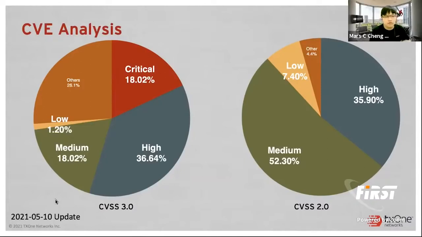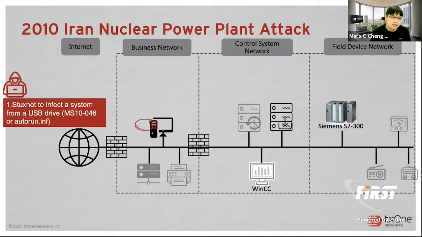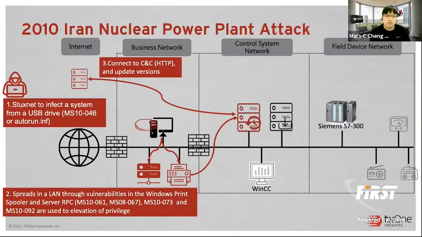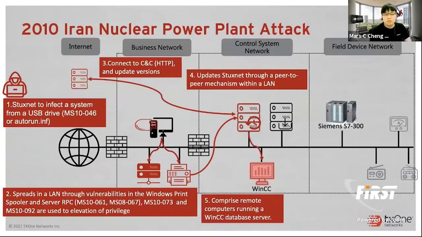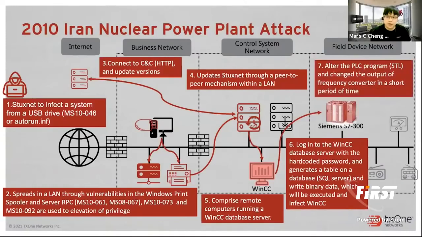And let's quickly go back to review some past events from 2010. First is Stuxnet, a very powerful threat. It used a USB drive to bring malware into the business network, spread it to the LAN with vulnerabilities, and tried to connect to the C&C server and update itself. It also compromised the remote computer running the Windows CC database server, using a hardcoded credential to log into it. At that point, the attacker could successfully take control and upload any program they wanted to the real PLC. They could modify the program and change the frequency converter speed from high to low to high, which can make a huge impact. It was a very critical event in 2010.